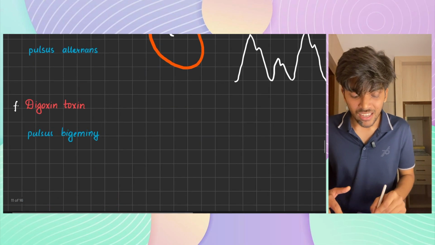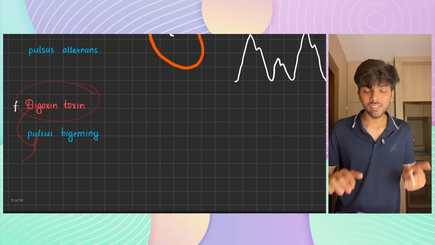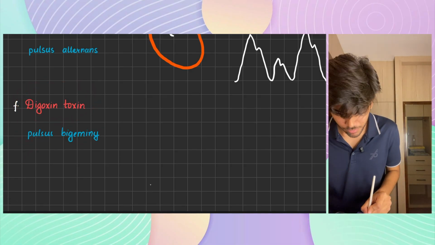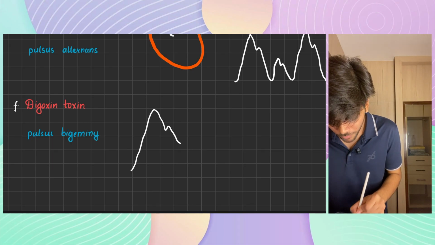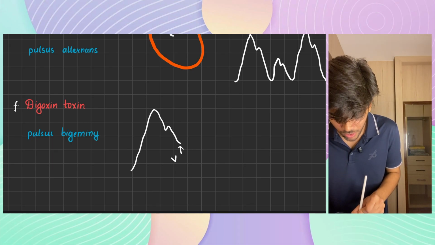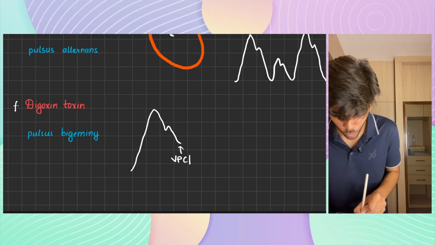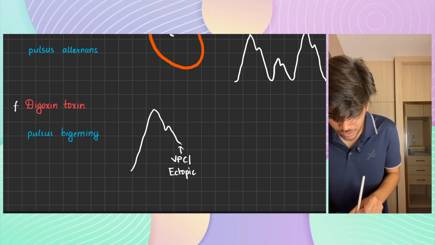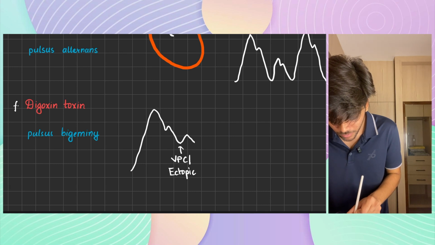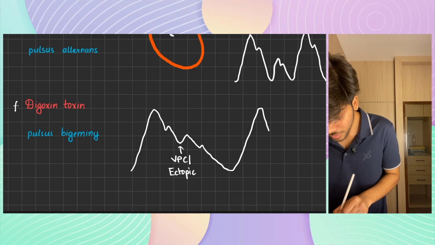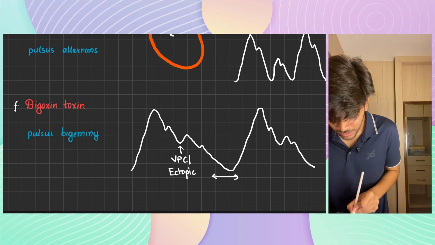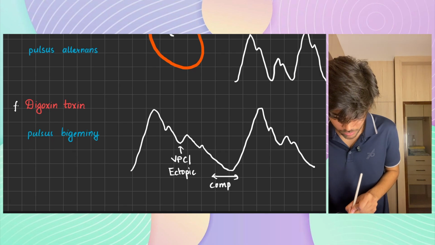Finally, you have digoxin toxicity producing pulsus bigemini. This is pulsus bigemini. So there's your normal pulse. All of a sudden, at this point, you get a ventricular premature contraction or ectopic beat, which produces a secondary pulse. The same thing repeats after a pause. The same thing repeats after a pause. This pause is the compensatory pause.